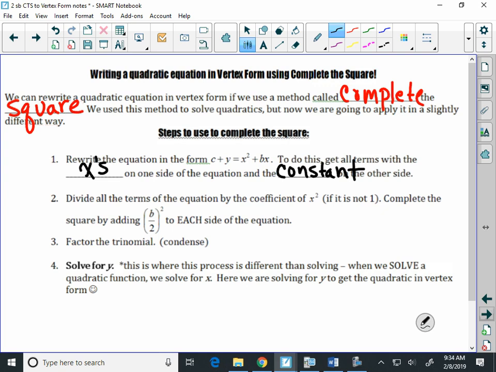My number 2 up here is a little bit different from yours, so listen carefully so you can get it filled in. But mine says divide all the terms of the equation by the coefficient of x squared if it is not 1. Your paper says in order to use completing the square, the leading coefficient has to be blank. It has to be 1. So that's what you're going to fill in on your blank. If it isn't, factor out the leading coefficient and complete the square as usual.